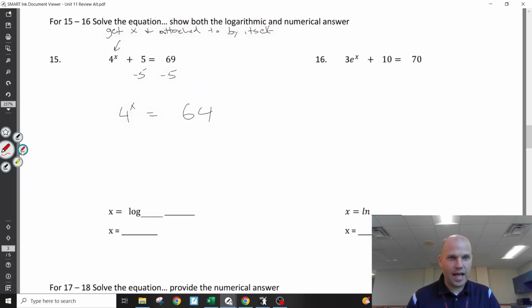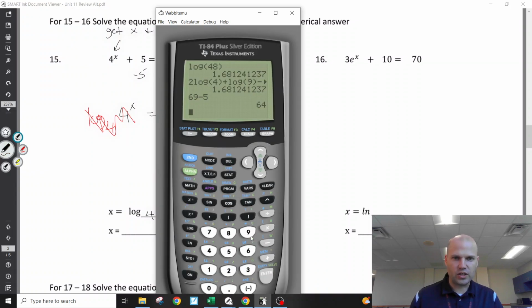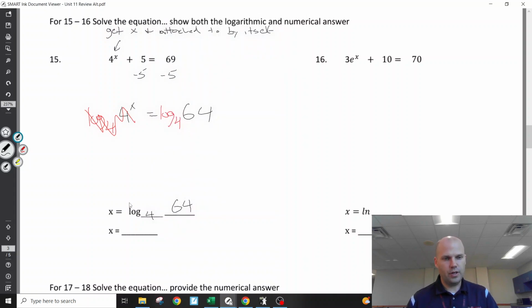Now, I want to get x by itself. It's in the exponent that has a base of 4. Get rid of the 4 with a log base 4. Log base 4 of 4 goes away. We just have x equals log base 4 of 64. Log base 4 of 64 is, I believe, 3. Log 64 divided by log 4. Close your parentheses. Oh, it's 3. Oh, that's what I said. Not all of our answers are going to be nice numbers. Here's going to be our first decimal.